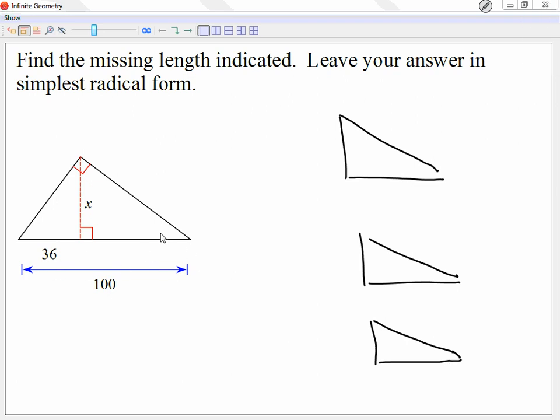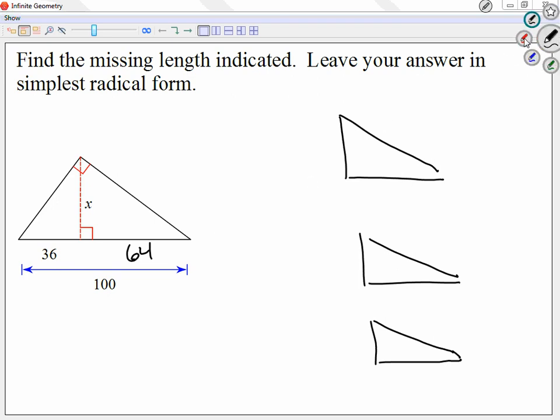Right now, before I look at my triangles, I notice the whole thing is 100. Part of it is 36, so I'm going to say the other part is 64, right? Because 100 minus 36 is 64. So I know that side is 64.